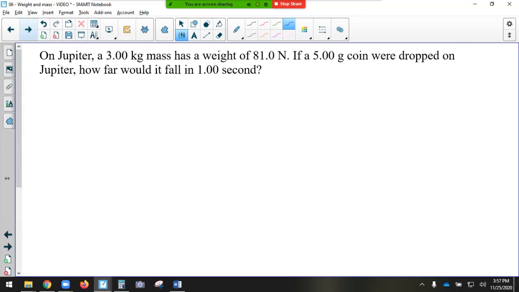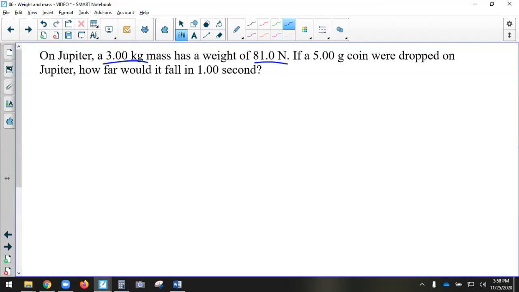So if I combine this knowledge with kinematics, we'll do a quick problem here. It says on Jupiter, a 3 kilogram mass has a weight of 81 newtons. If a 5-gram coin were dropped on Jupiter, how far would it fall in the first second? So this is a kinematics problem that just requires a little bit of weight. So we are given weight and mass. So weight changes. If this was on Earth, this object's weight would be closer to 30 kilograms, or sorry, 30 newtons. Even I mess it up once in a while.